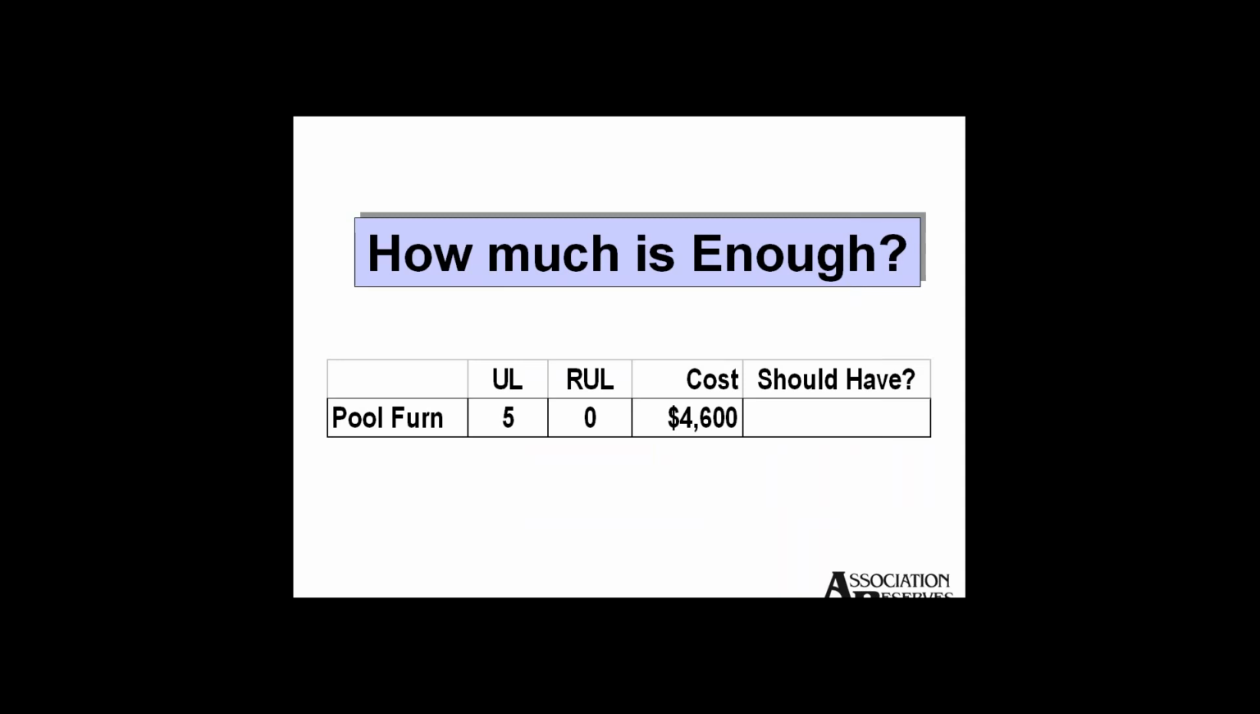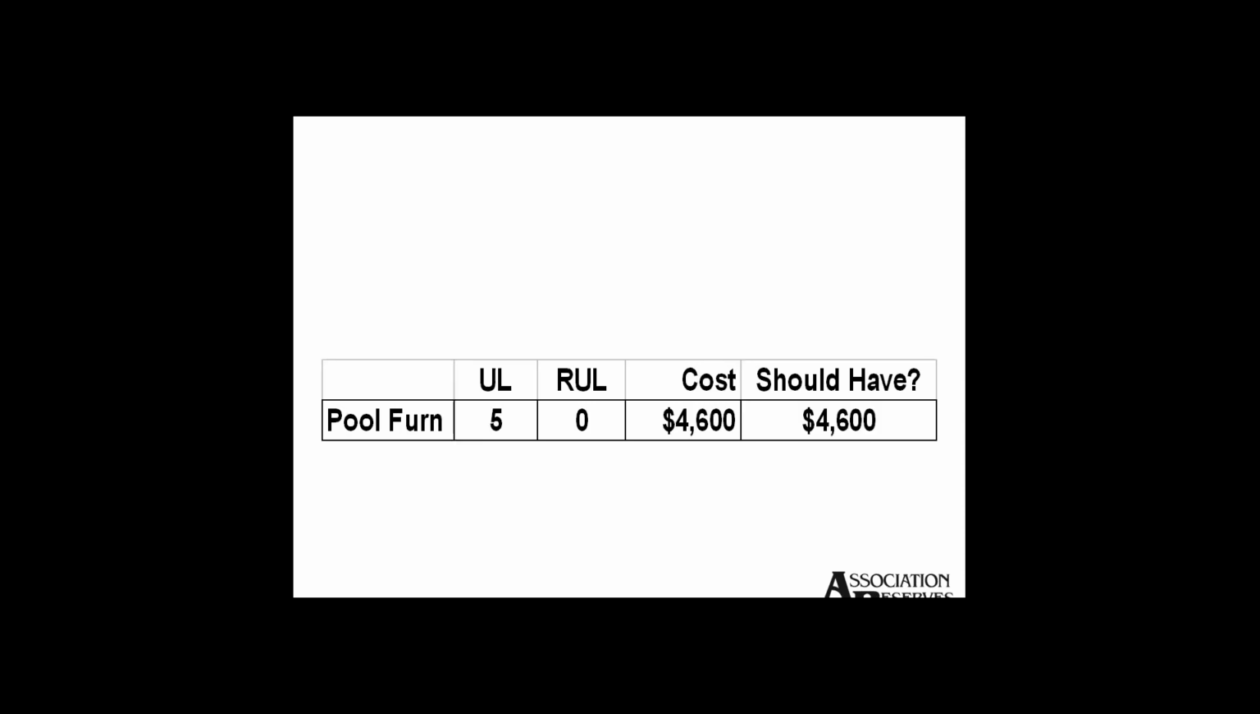Let's take a look at that first component, pool furniture replacement. It has a 5-year useful life. Its remaining useful life is 0, meaning it's time to be replaced, and its estimated current replacement cost is $4,600. If you are a board member and it's summertime and you need to get some new pool furniture, how much would you like to see in the reserve fund allocated to pool furniture? If we were all together in the room, I'd have someone in the front row just shout it out because it should be pretty obvious. That's right, $4,600. That's how much you'd like to have in reserves for the pool furniture.